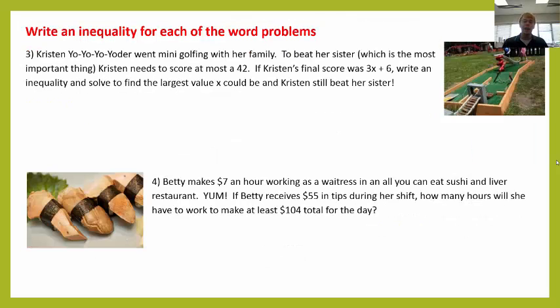Well, we've done 2 together. Here are 2 to try on your own, about mini golf and about waitressing. So go ahead, pause the video, and do your best to write an inequality which would represent this word problem and allow you to solve for your variable. Ready? Pause. Okay, let's see how we did here.